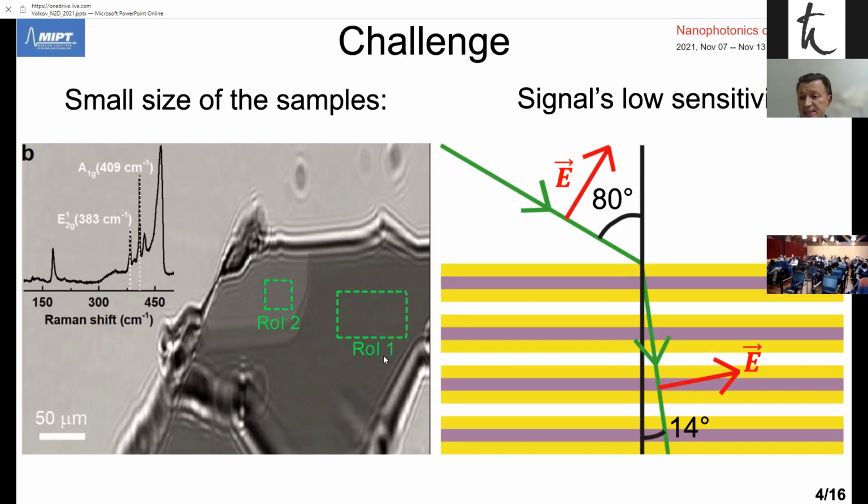Here, for example, one can see a typical ellipsometry measurement scheme where the light hits the TMDC crystal at an angle of 80 degrees. So the refraction angle under Snell's law would be around 14 degrees, which means that the probed field mainly feels the in-plane component of the dielectric constant and does not feel the out-of-plane one.